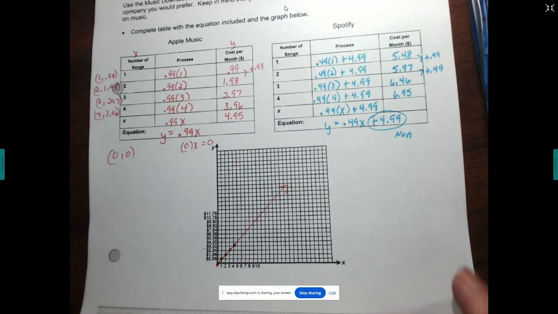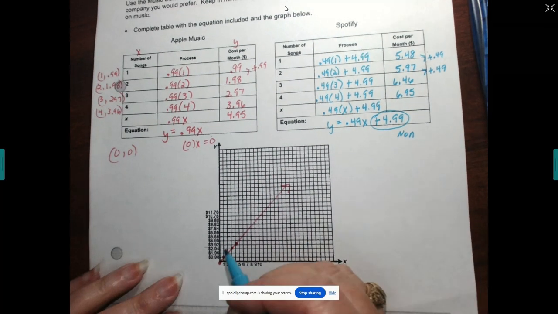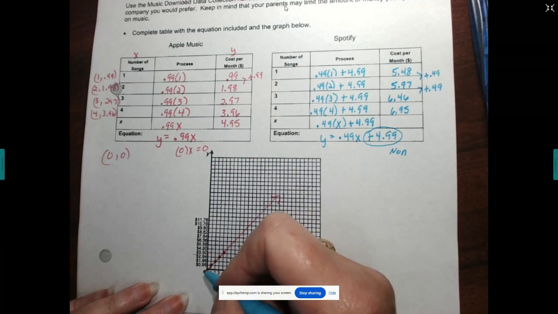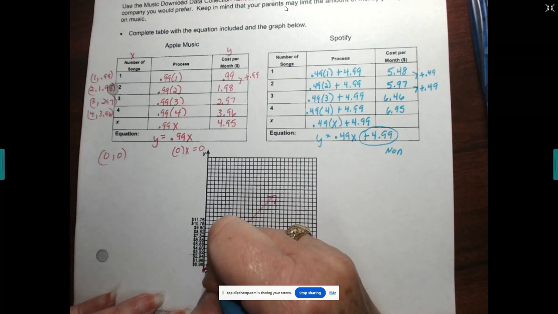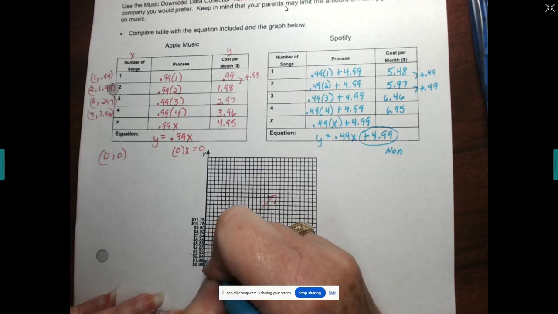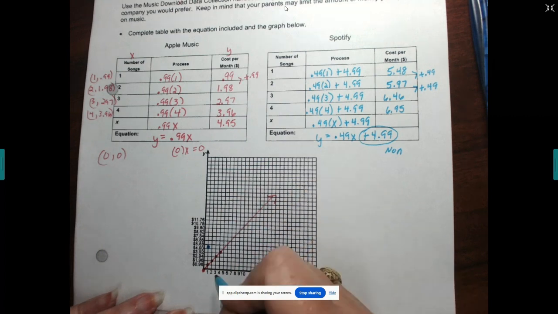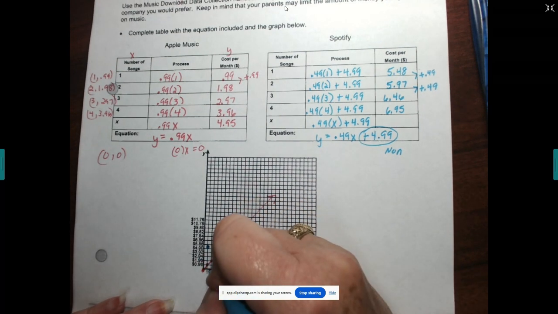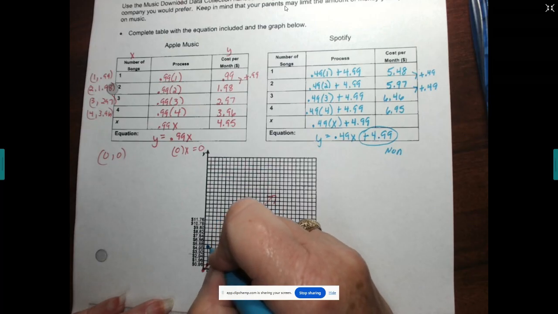All right, I'm going to do Spotify now. Spotify, for one song, it costs $5.48. So I'm going to go over 1 and then up to $5.48, which would be somewhere above the $4.90 but less than the $5.88, somewhere in here. All right, 2 songs cost $5.97. So I'm going to go over to the 2, and then $5.97 is going to be just above that $5.88.